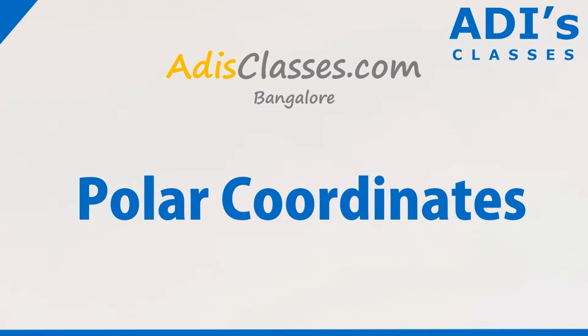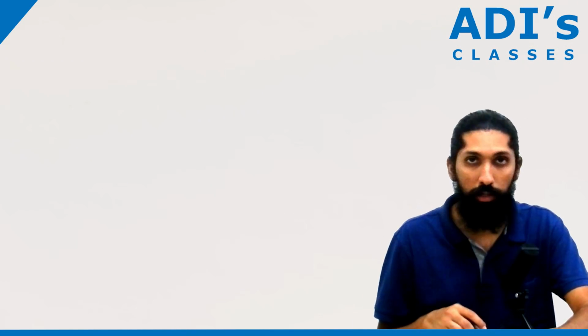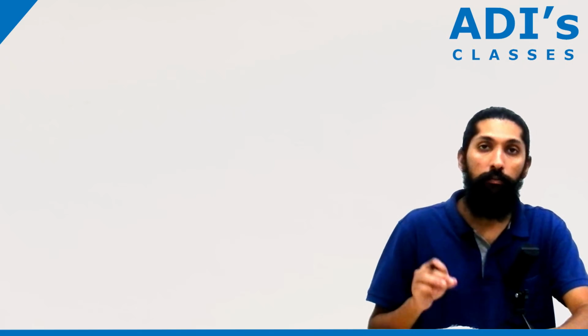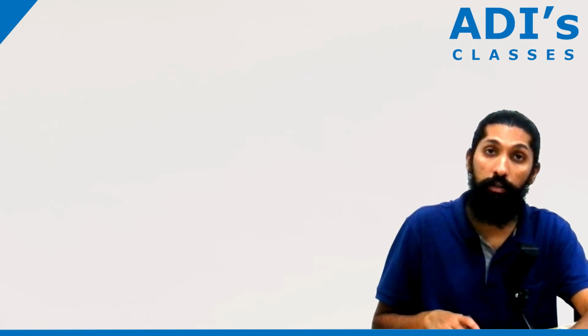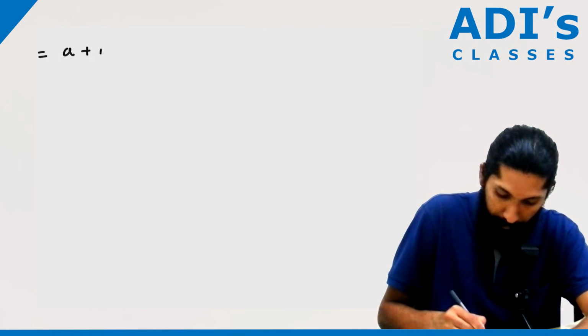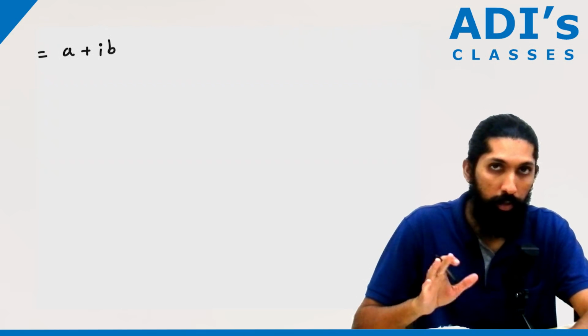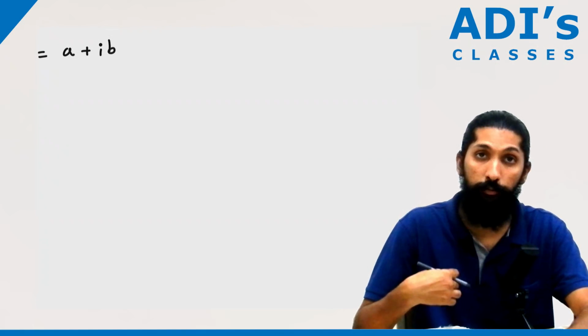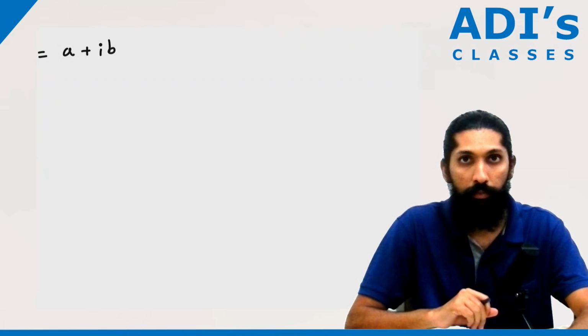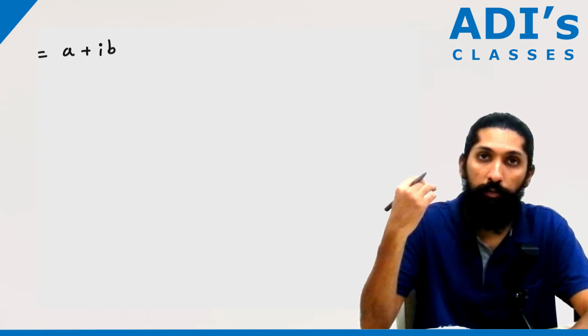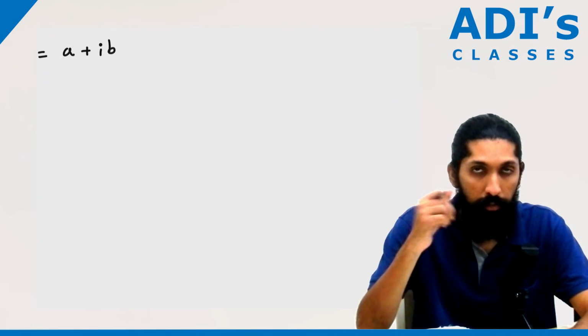In this video, we'll discuss polar coordinates. To understand polar coordinates, it's very simple. We'll start with a complex number z = a + ib. We all know this is the normal complex number and the normal way of representing it. This is what we call the algebraic way of representing a complex number.